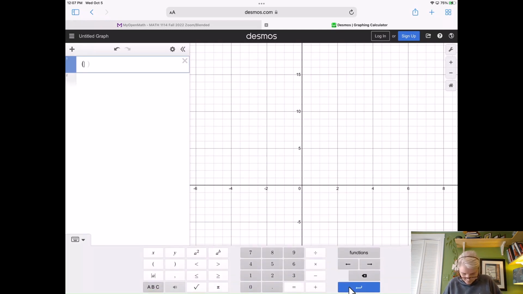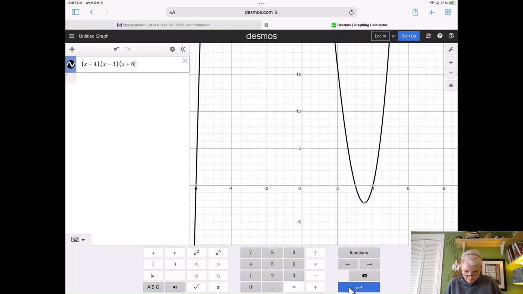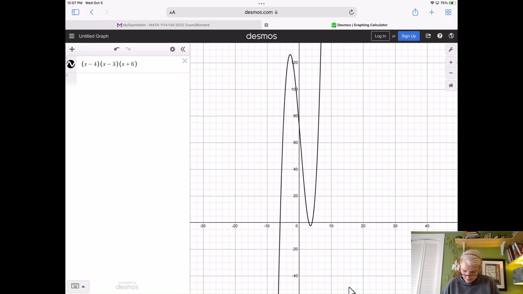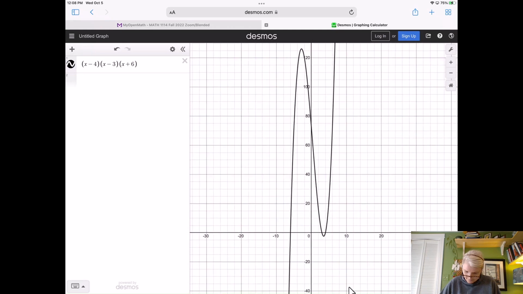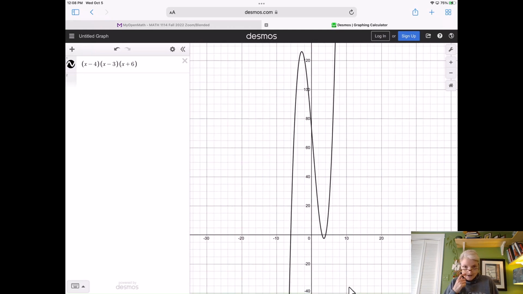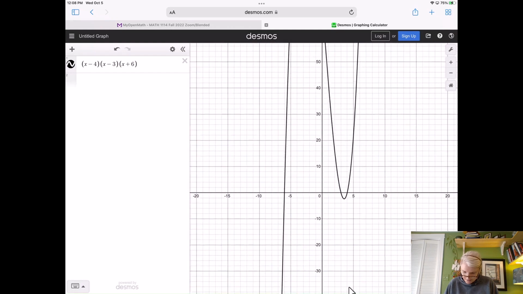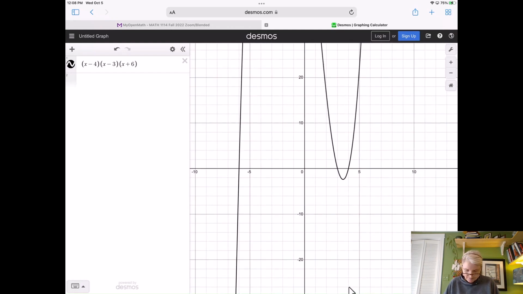is x minus 4 times x minus 3 times x plus 6. So let's get that down on our screen, or we can see the whole thing here. So there's the whole graph. But we're going to be concerned about what's happening with the graph around the x-axis. So let's focus in on our x-axis.